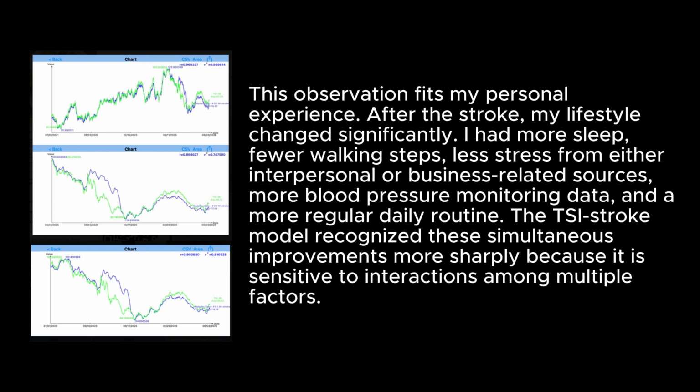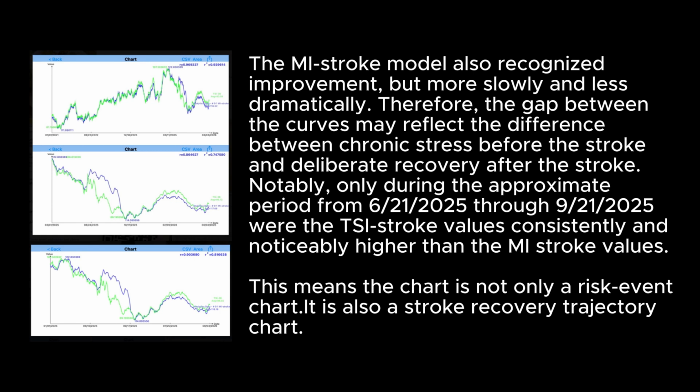After the stroke, my lifestyle changed significantly. I had more sleep, fewer walking steps, less stress from either interpersonal or business-related sources, more blood pressure monitoring data, and a more regular daily routine. The TSI-stroke model recognized these simultaneous improvements more sharply because it is sensitive to interactions among multiple factors. The Me-stroke model also recognized improvement, but more slowly and less dramatically. Therefore, the gap between the curves may reflect the difference between chronic stress before the stroke and deliberate recovery after the stroke.